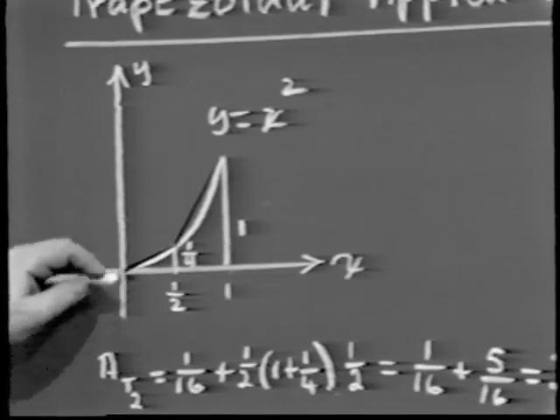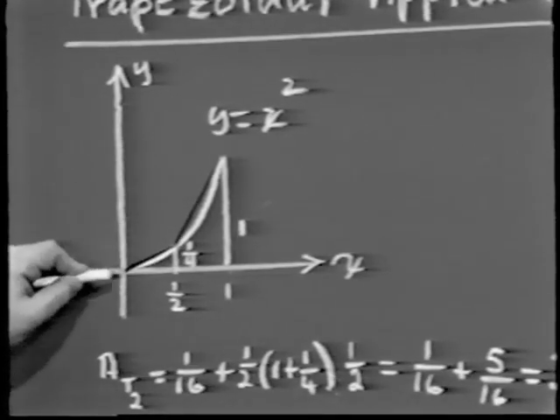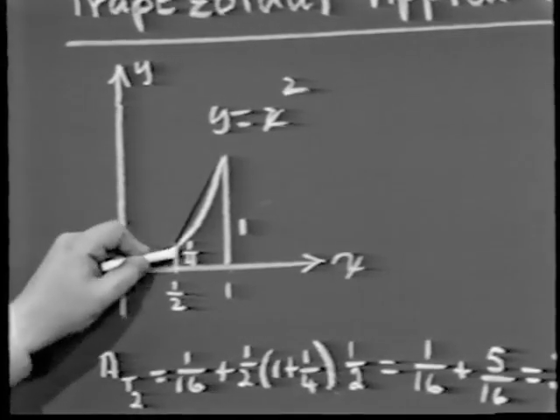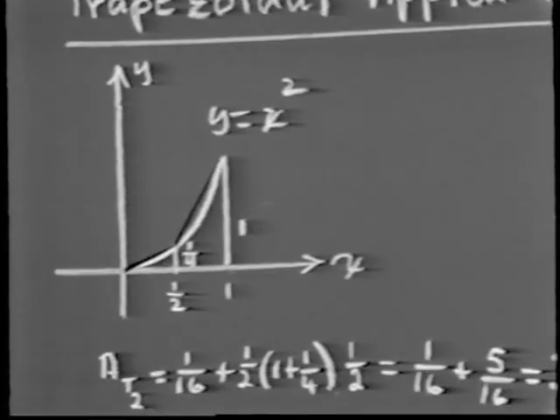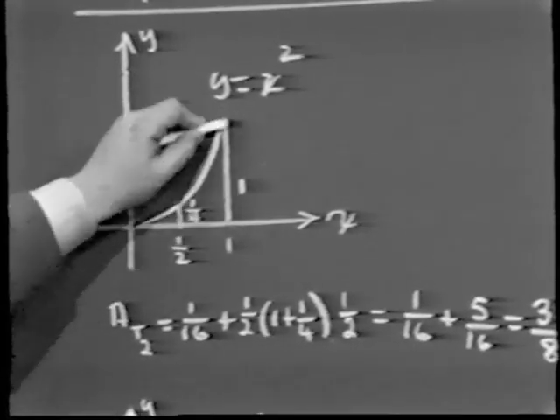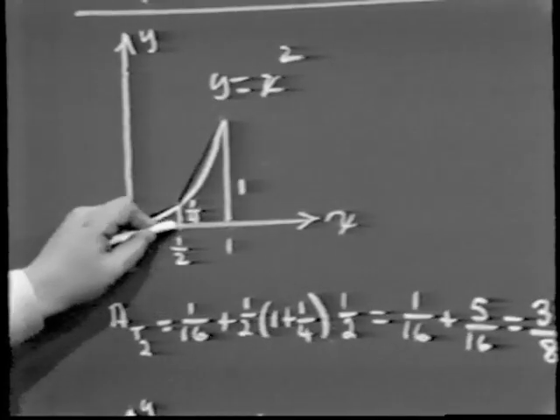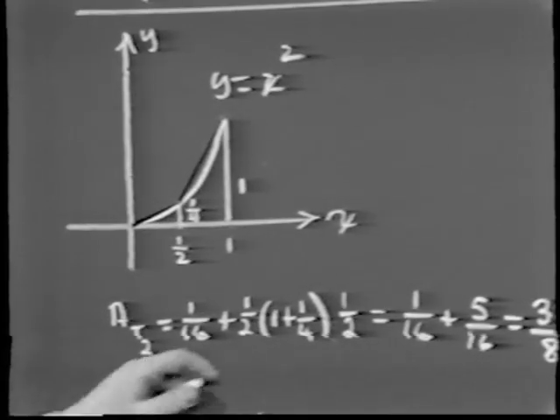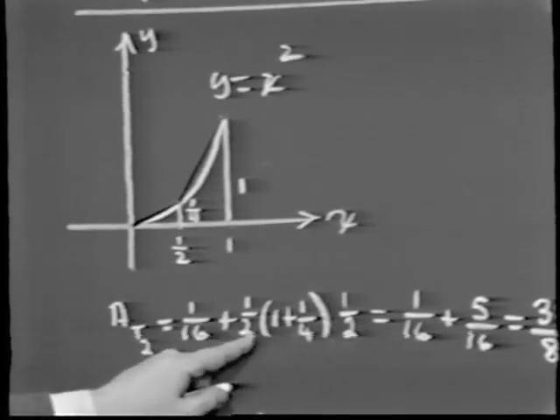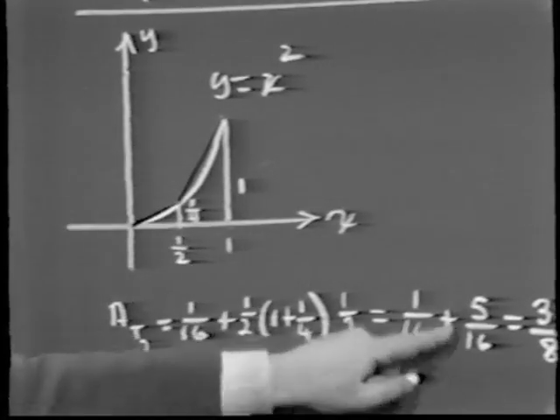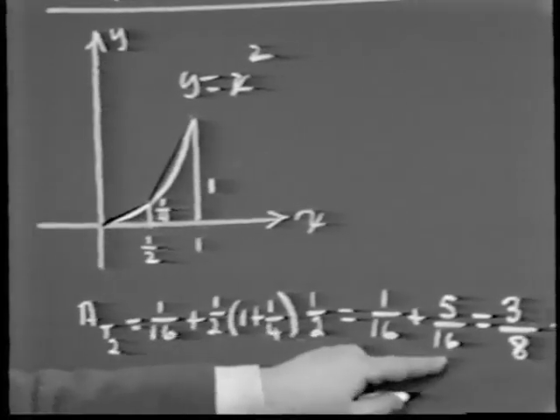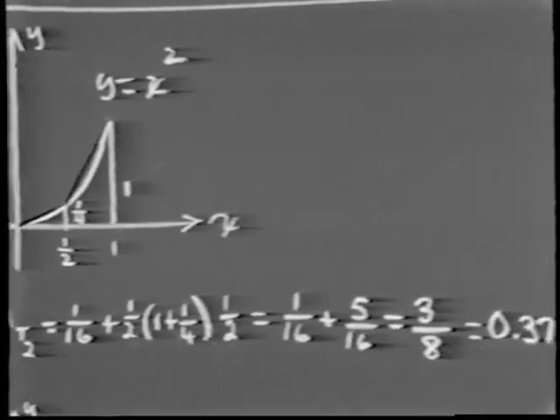All I want you to observe is that this first region here is a triangle whose height is 1/4 and whose base is 1/2. Consequently, its area, being 1/2 the base times the height, is 1/16. The second region here is a trapezoid whose bases are 1 and 1/4 and whose height is 1/2. And since the area of a trapezoid is half the sum of the bases times the height, we get that the area of this trapezoid is 5/16. Therefore, the area of the triangle plus the trapezoid is 6/16 or 3/8, which is 0.375.